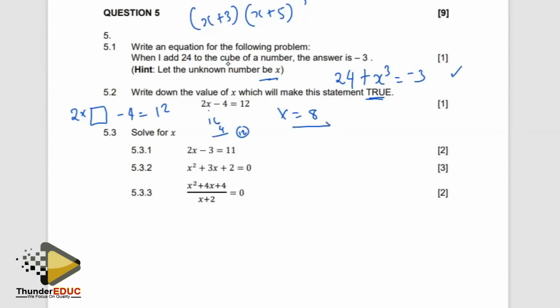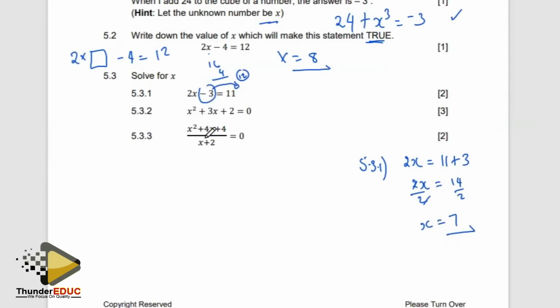5.3.1, solve for x. Whenever you're solving for x, leave the unknown on one side of the equal sign. Let all the other numbers move to the other side. So it's going to be 2x is equal to 11 plus a 3, because this negative must move across the equal sign, then becomes a positive. So 2x becomes 14. Then I'll divide both sides by 2 to make x the subject. Answer is 7.